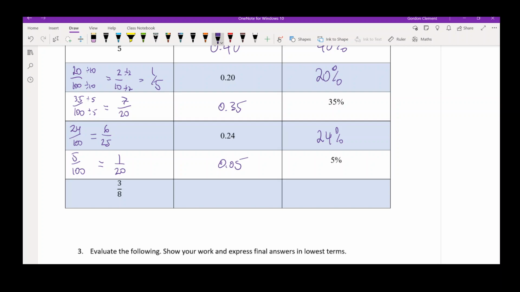3/8. 3 divided by 8 is 0.375. Times that by 100, you get 37.5%.